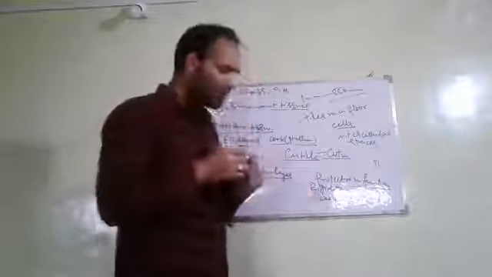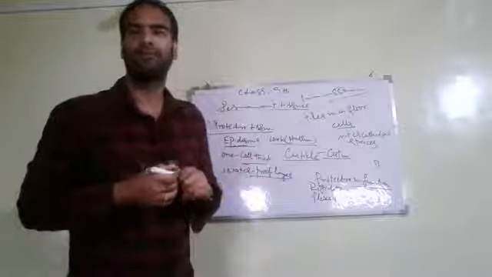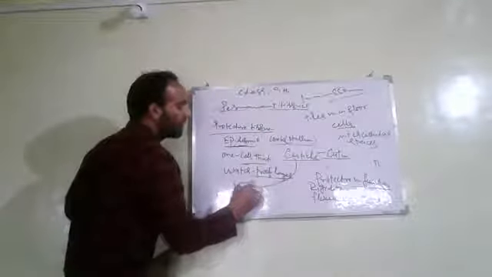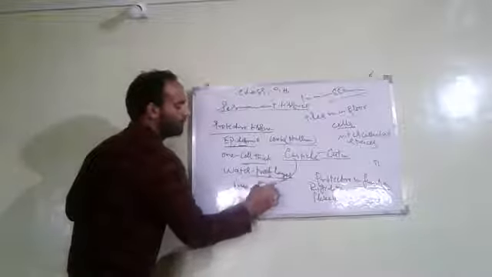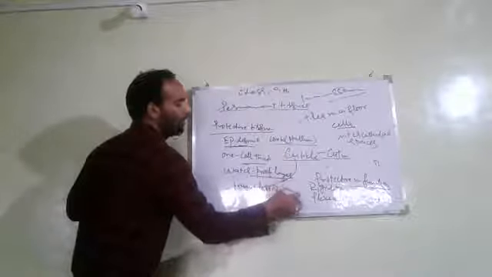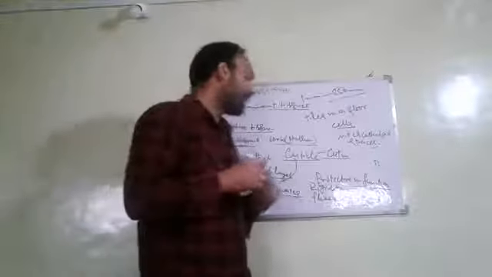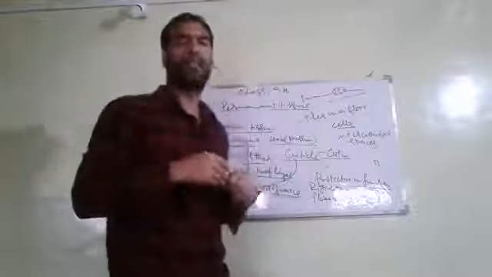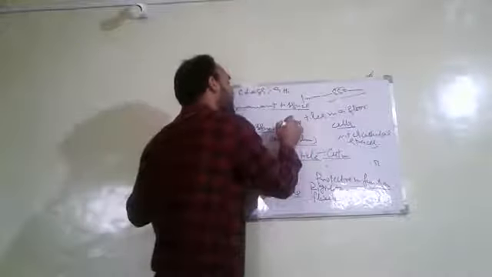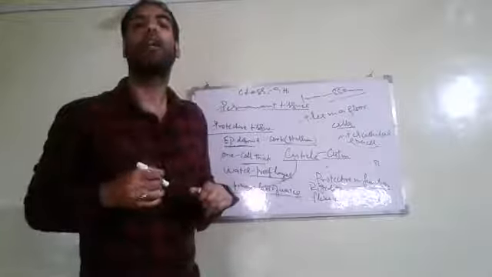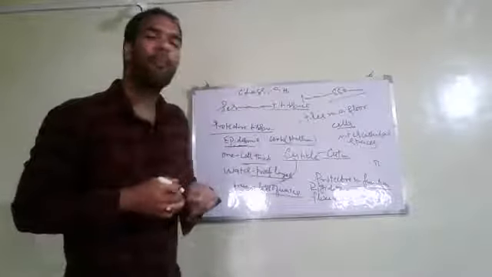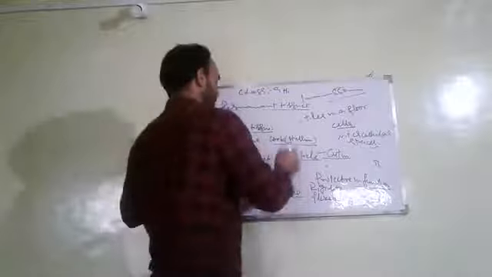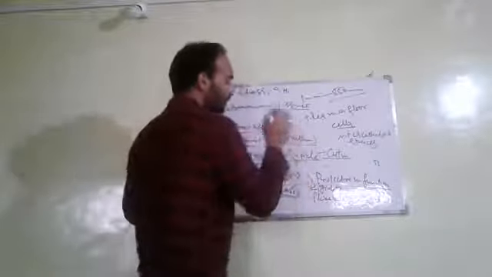Now what is the function of this cuticle present over the epidermis? Its main function is to prevent loss of water from the plant. Or we can say it protects the plant from infection. It prevents entry of pathogens into the plant. So this is the function of the cuticle.